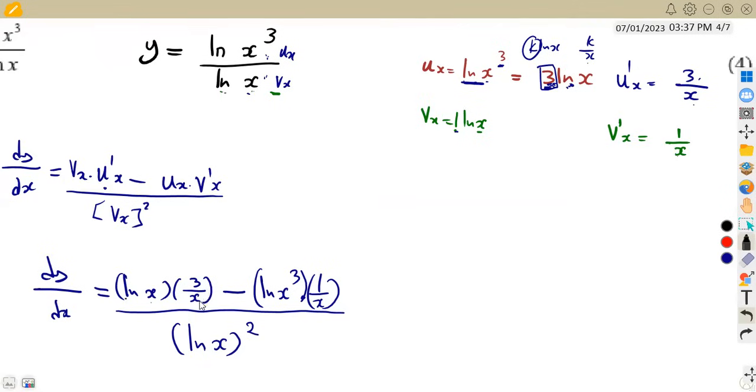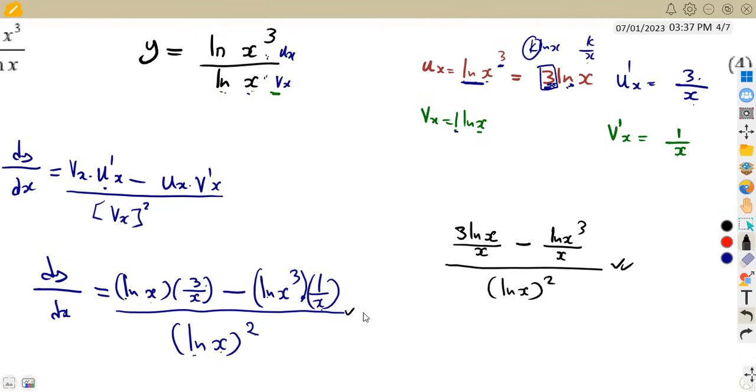Ln x times 3 over x is going to give us 3 ln x everything over x in this case. Then minus ln x cubed times 1 over x, it is going to be ln x cubed everything over this x here. But don't forget that there is a ln x squared in the denominator. So you've got ln x squared in the denominator. So you can write your answer like this, or you can leave your answer like this.